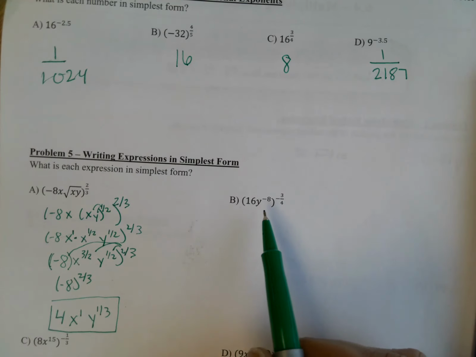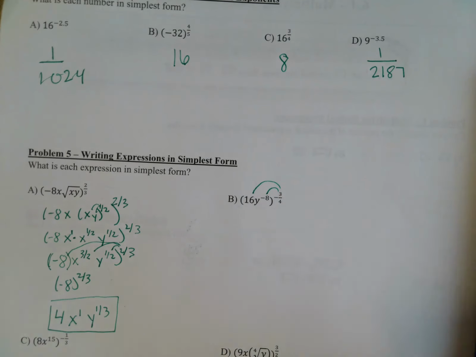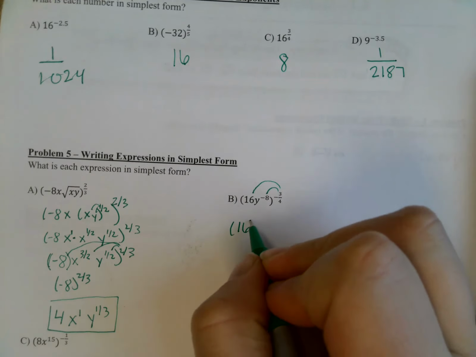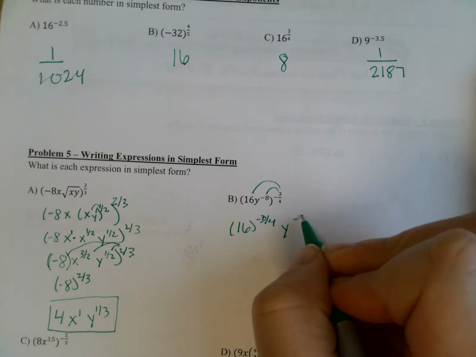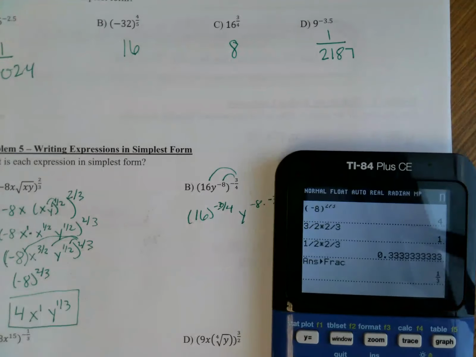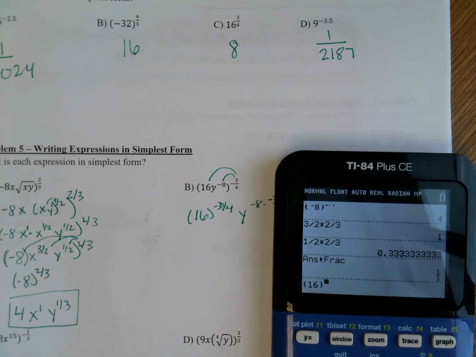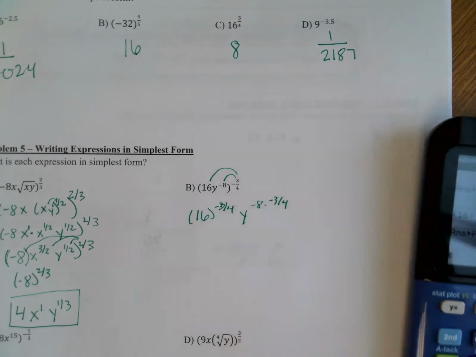Here, same thing. I don't have any simplifying inside of this, but I have to distribute this to both of these numbers. So first I'm going to do 16 raised to the negative 3/4. And then I'm going to do negative 8 times negative 3/4, because a power to a power you multiply. So again, in parentheses, I have the 16 raised to the negative 3 divided by 4. Change that to a fraction, so this would be 1/8.